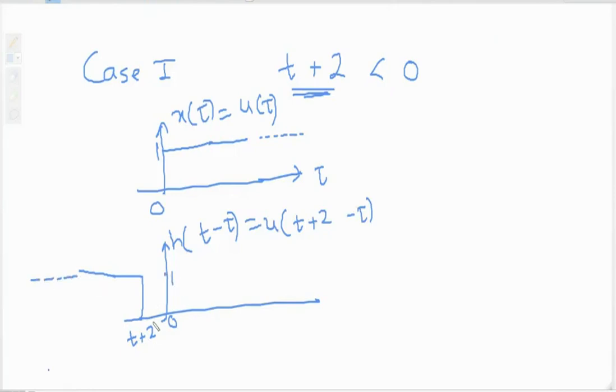Amplitude is 1. Now there is no overlap between these two signals. So y of t equal to 0. For case number 1, y of t equal to 0 because there is no overlap between x of tau and h of t minus tau.